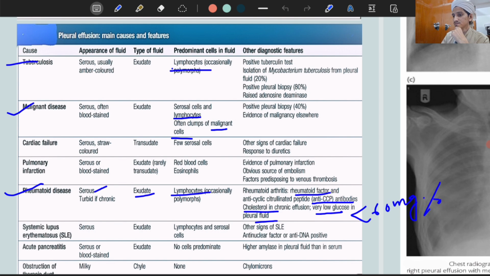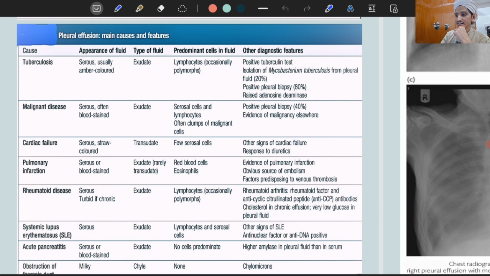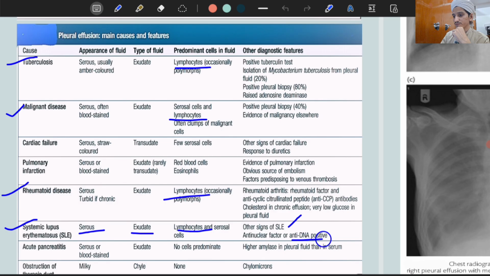Okay, when there is SLE, again serous exudative lymphocytes. See, remember, where all you see lymphocytes: in SLE, in rheumatoid disease, in malignancy, in tuberculosis, lymphocytes. Okay, signs of SLE, ANA will be positive, anti-DNA will be positive.